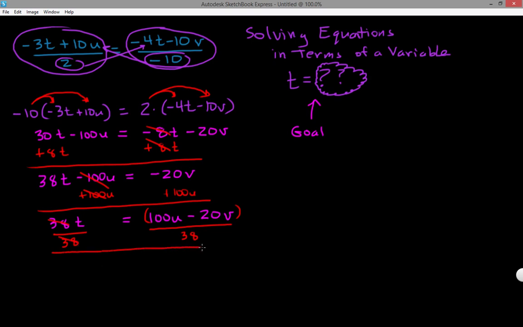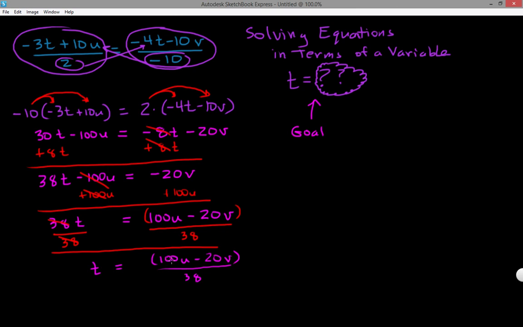I like to draw a fresh line. Don't confuse that for a division line. But what I have over here is a t, and what I have over here is 100u minus 20v. And all of that is divided by 38. Now, we might say we're done, however, we should always try and simplify. This is a fraction. And if I look at all the stuff on top, and I look at the stuff on bottom, I can see that 2 goes into all of that. You sometimes might see a different number that also goes into it, but 2 obviously goes into all this.